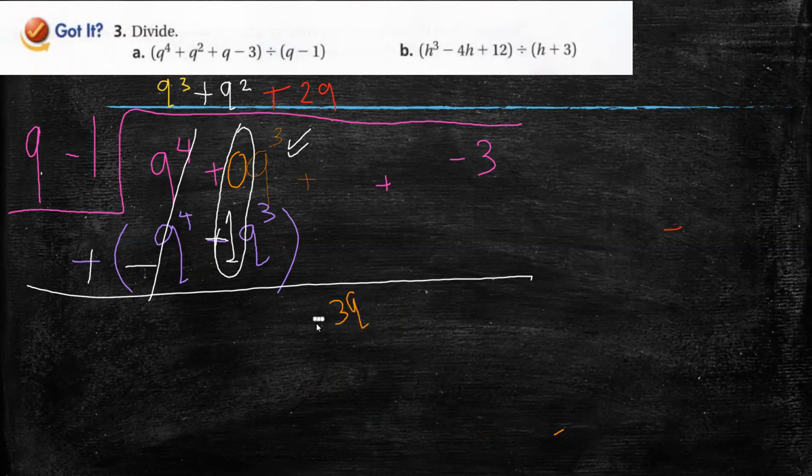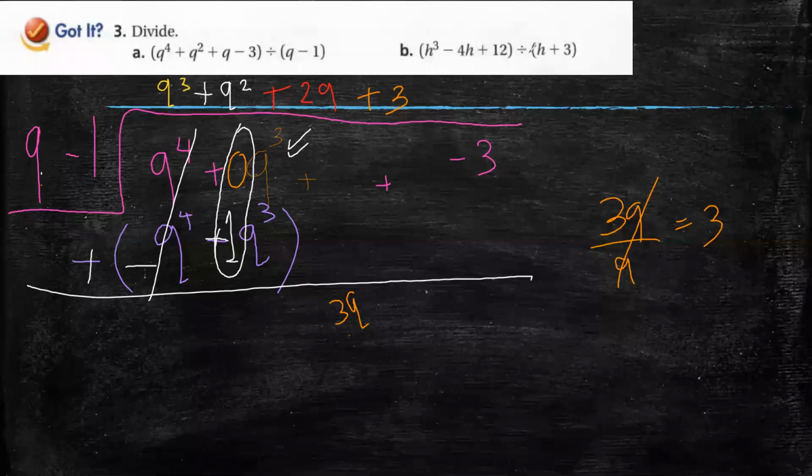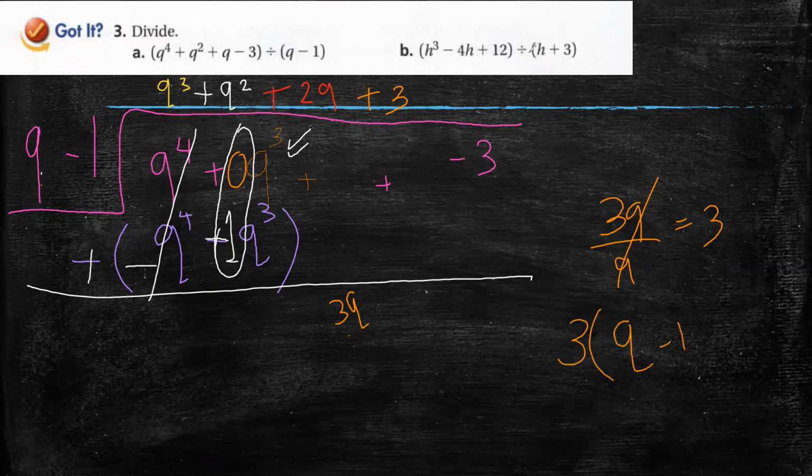Let's now divide it. 3q by q, it's only 3. So plus 3. Then 3, I will multiply it now by q minus 1. So look at me. I divide it by q, I multiply it by q minus 1. So we have 3q minus 3.